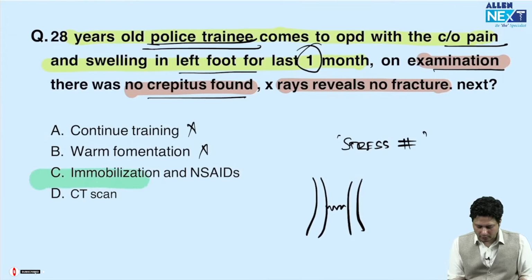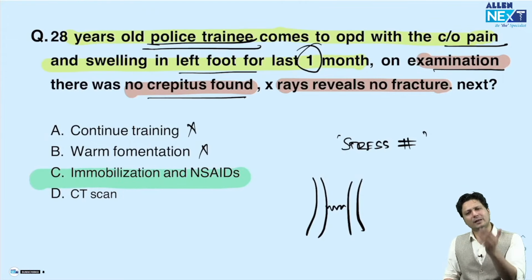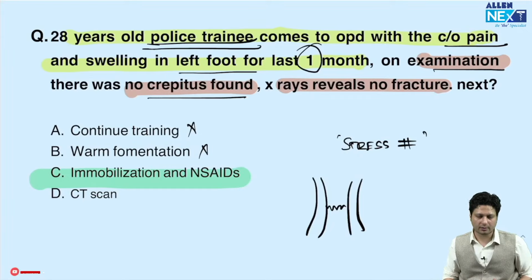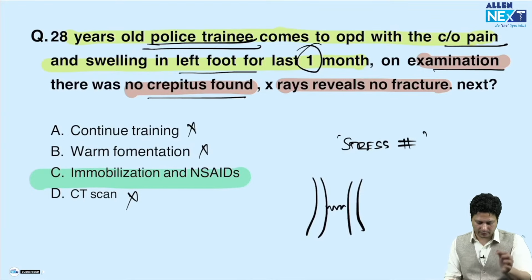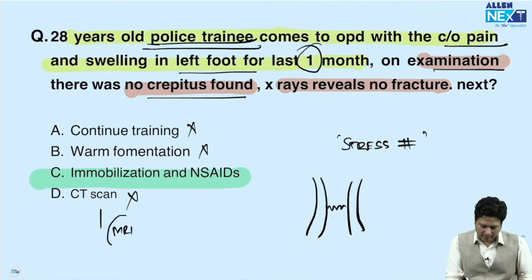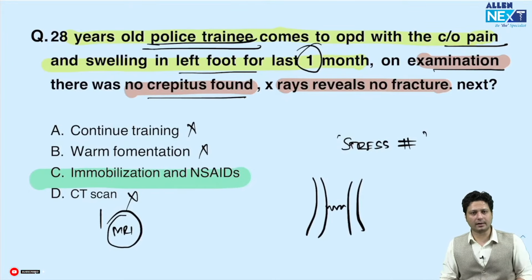Immobilization and non-steroidal anti-inflammatory drugs are considered to be the best management, because it is related to the mobility, it is related to the overuse. What is the treatment? Immobilization. All right, rest is the treatment. CT scan, obviously not, because you have already made the diagnosis, you need not confirm it further, and CT scan is not going to help you with the diagnosis anyway. It is rather the MRI which might reveal these stress fractures, because medullary canal breakdown is going to be visible on the MRI, not the CT scan.